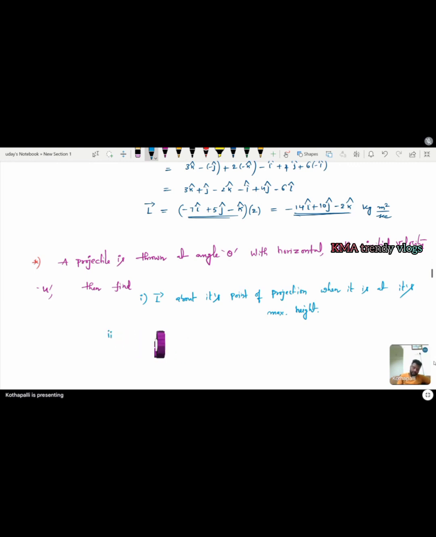Second question: find angular momentum about the same point of projection when it is about to reach the ground.